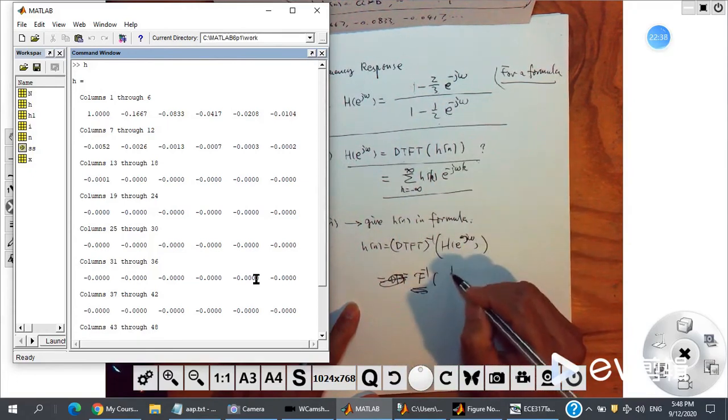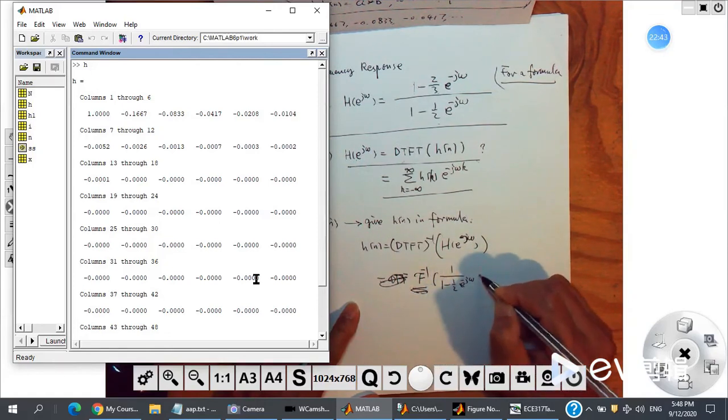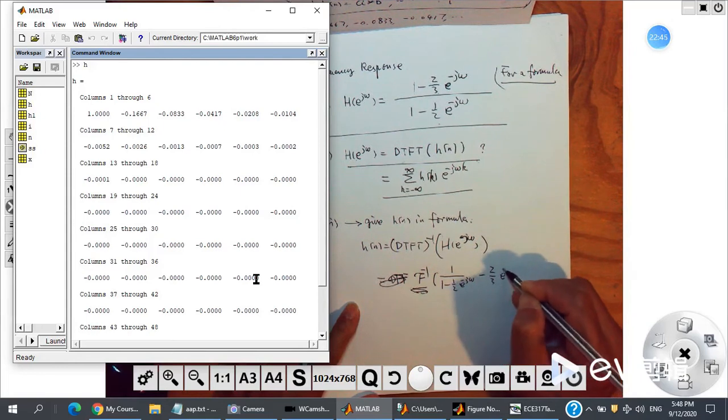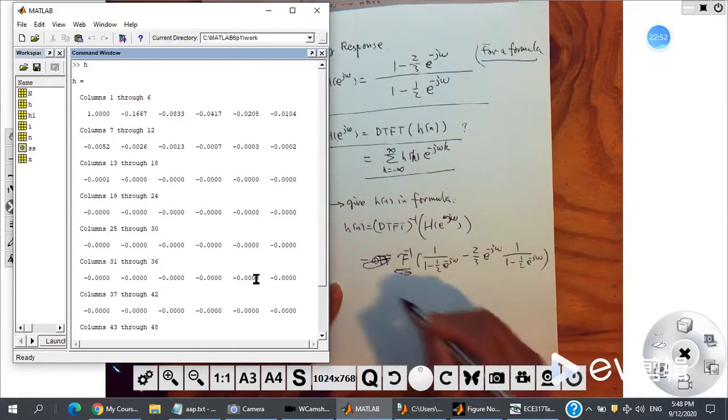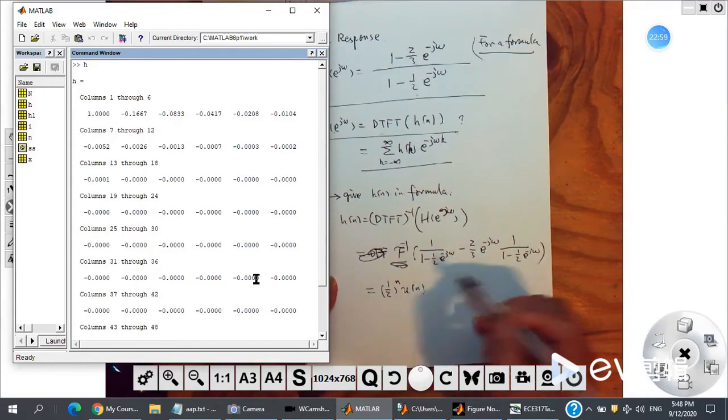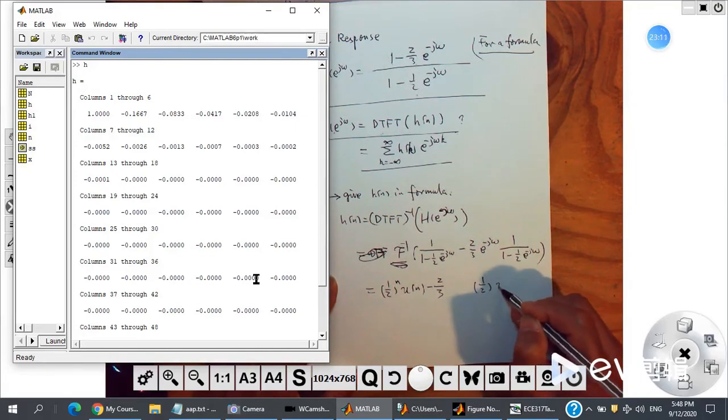It is 1 over 1 minus half e to the negative j omega minus 2/3 e to the negative j omega, times 1 over 1 minus half e to the negative j omega, right? Then the first part gives us 1/2 to the n u of n. You check the table, you can have it. And the second part is minus 2/3, and this part you have 1/2 to the n u of n.